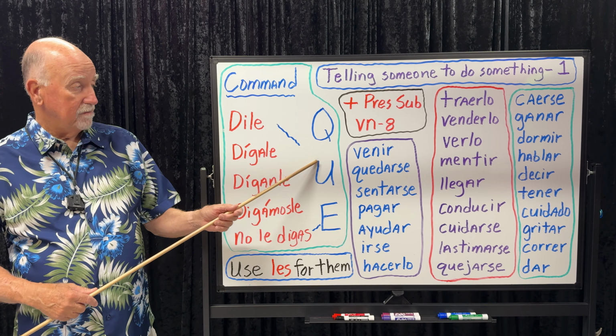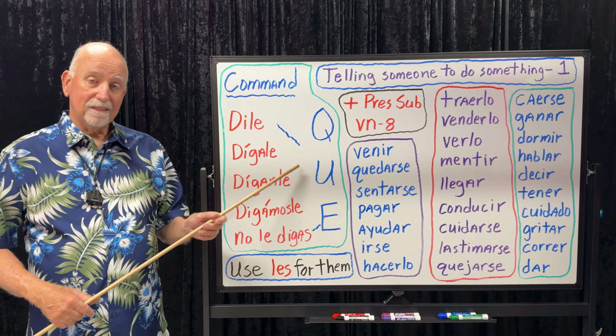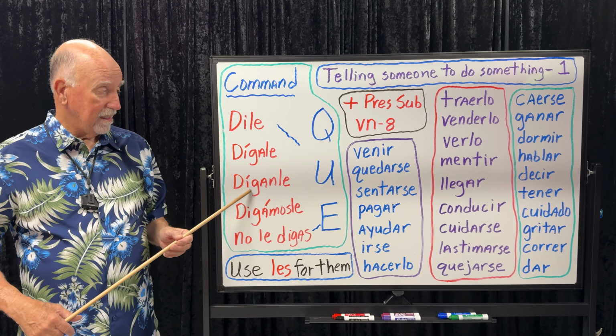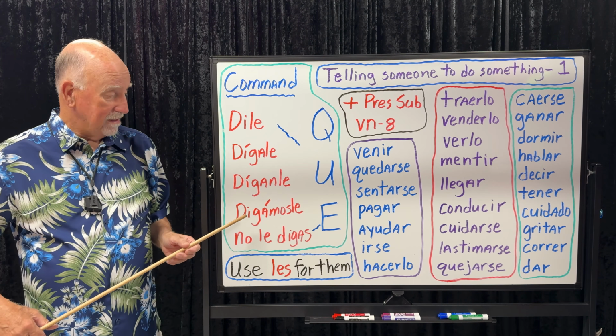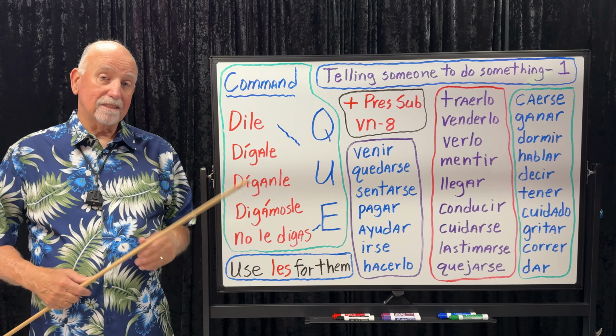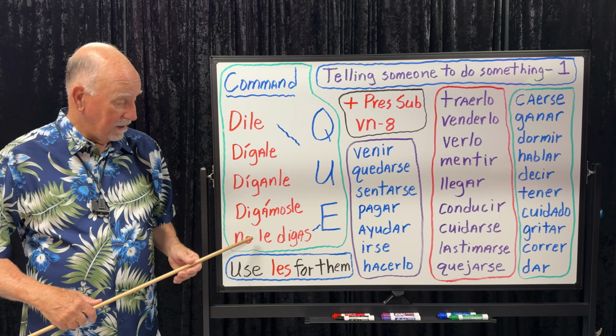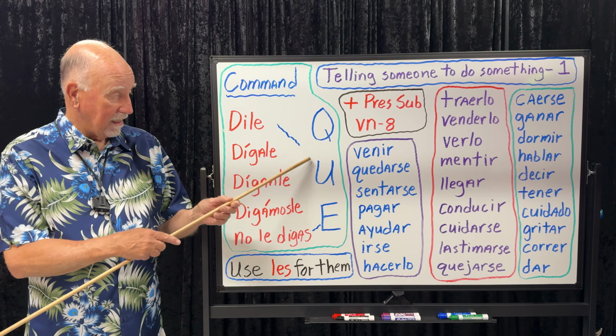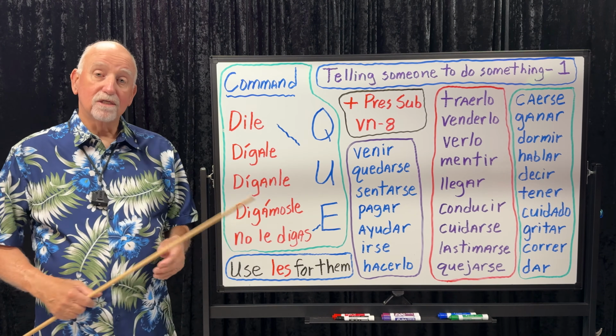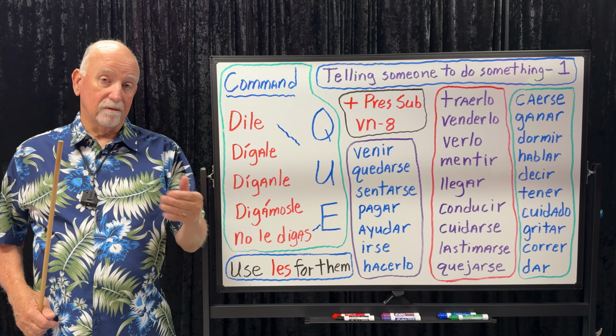Dile que, tell him or her to. Dígale que, tell him or her to. Díganle que, tell him or her to. Digámosle que, let's tell him or her to. And then the negative of the dile que would be no le digas que. Don't tell her to or don't tell him to.